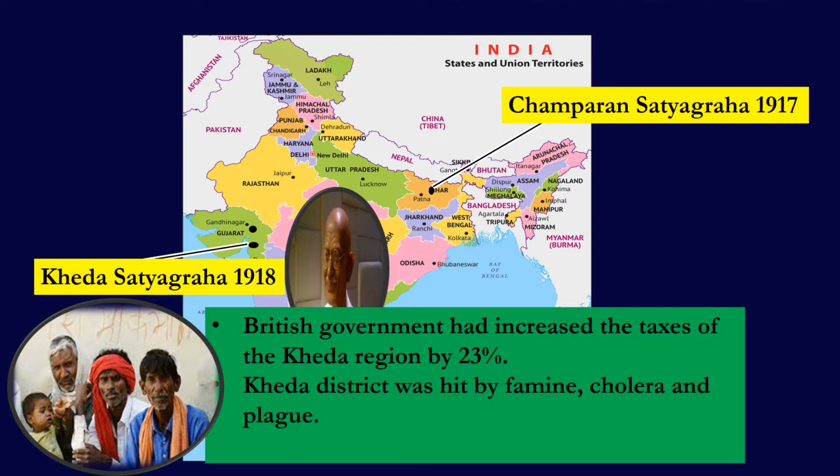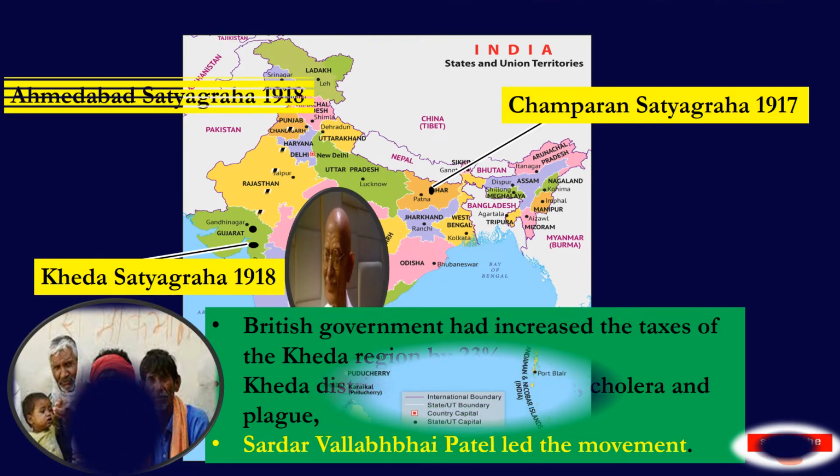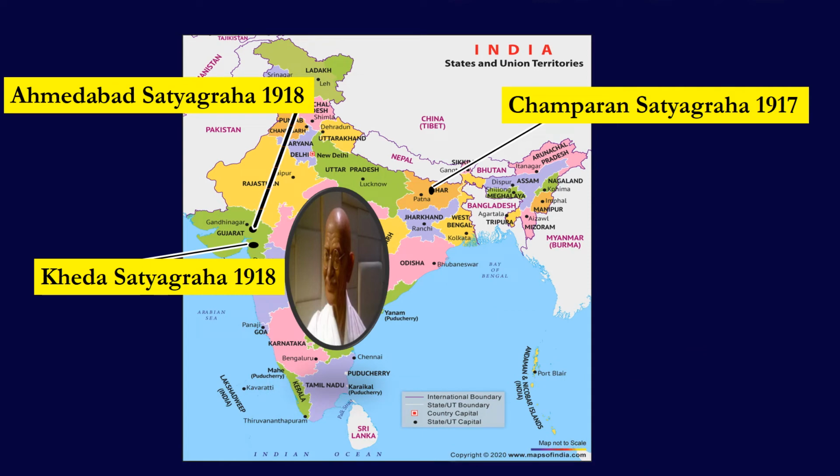Thus, in support of peasants, Mahatma Gandhi started the Satyagraha movement in Kheda district. And Sardar Vallabhbhai Patel, under the guidance of Mahatma Gandhi, led the movement. And the movement was successful because the peasants got their lands back and the increased taxes were reduced. And the third movement was organized in Ahmedabad in support of cotton mill workers in the year 1918.